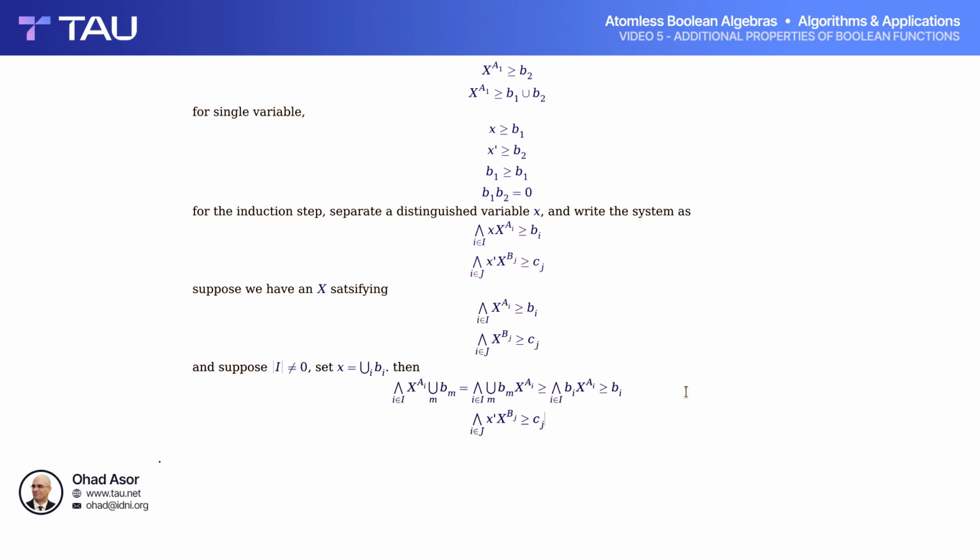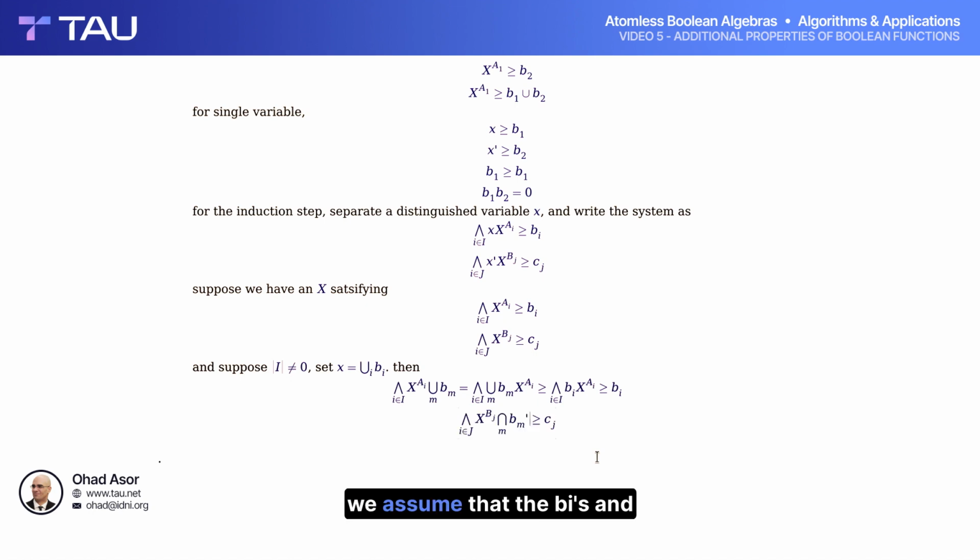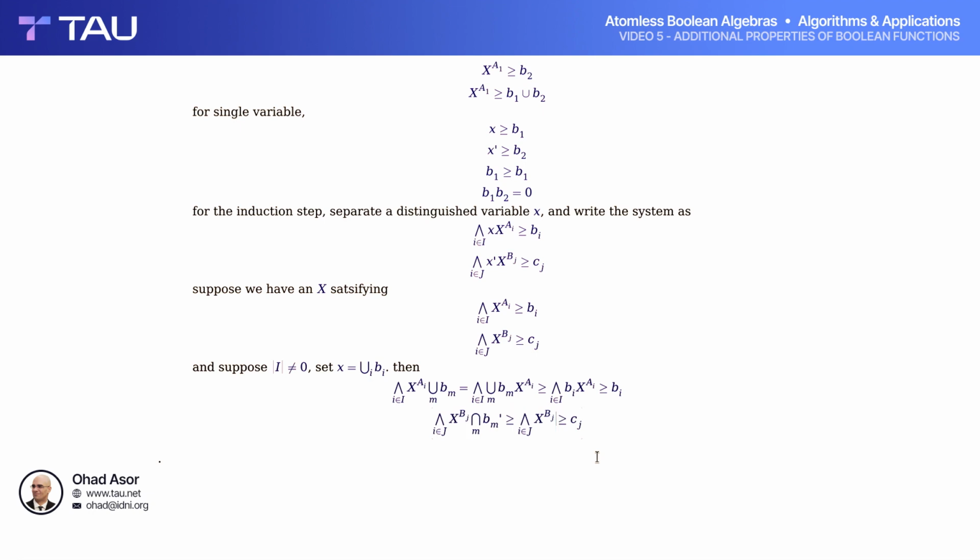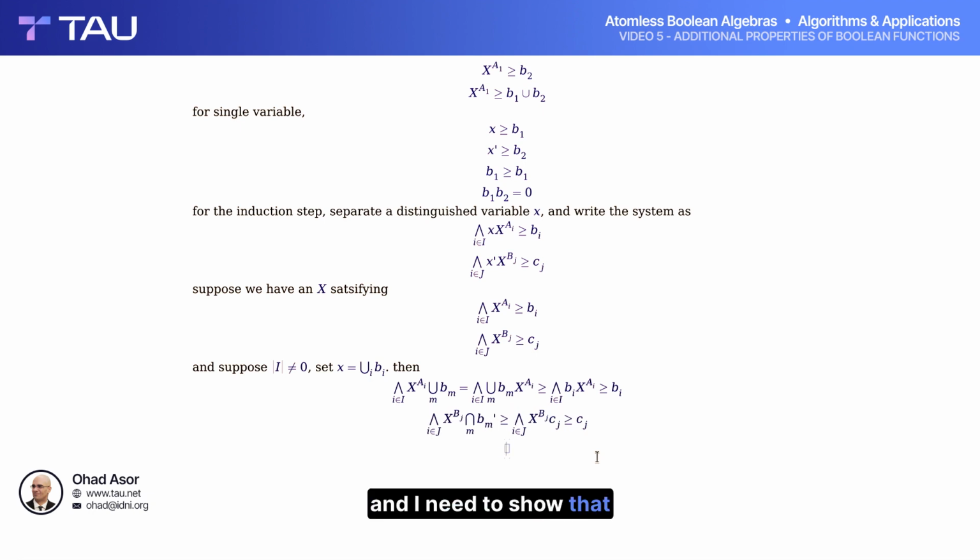And similarly, here will come the negation of this. Let's put it right here inside. So the negation of this is going to become the intersection, and here this is going to be negated. And now we assume that the bi's and ci's are disjoint. So I want to write here cj, and I need to show that cj is less or equal this intersection. This is the big thing. Yes, it's on the left side of this greater or equal.